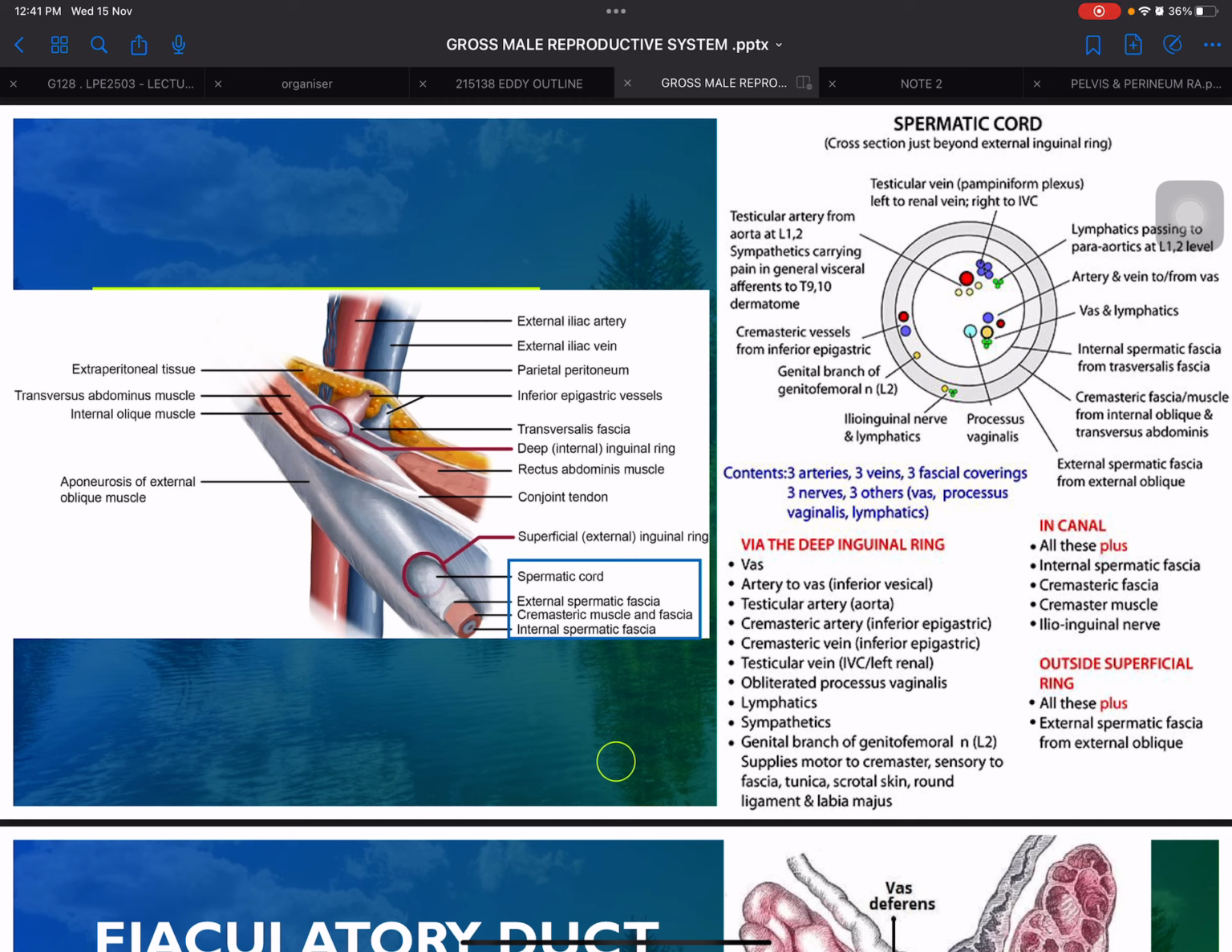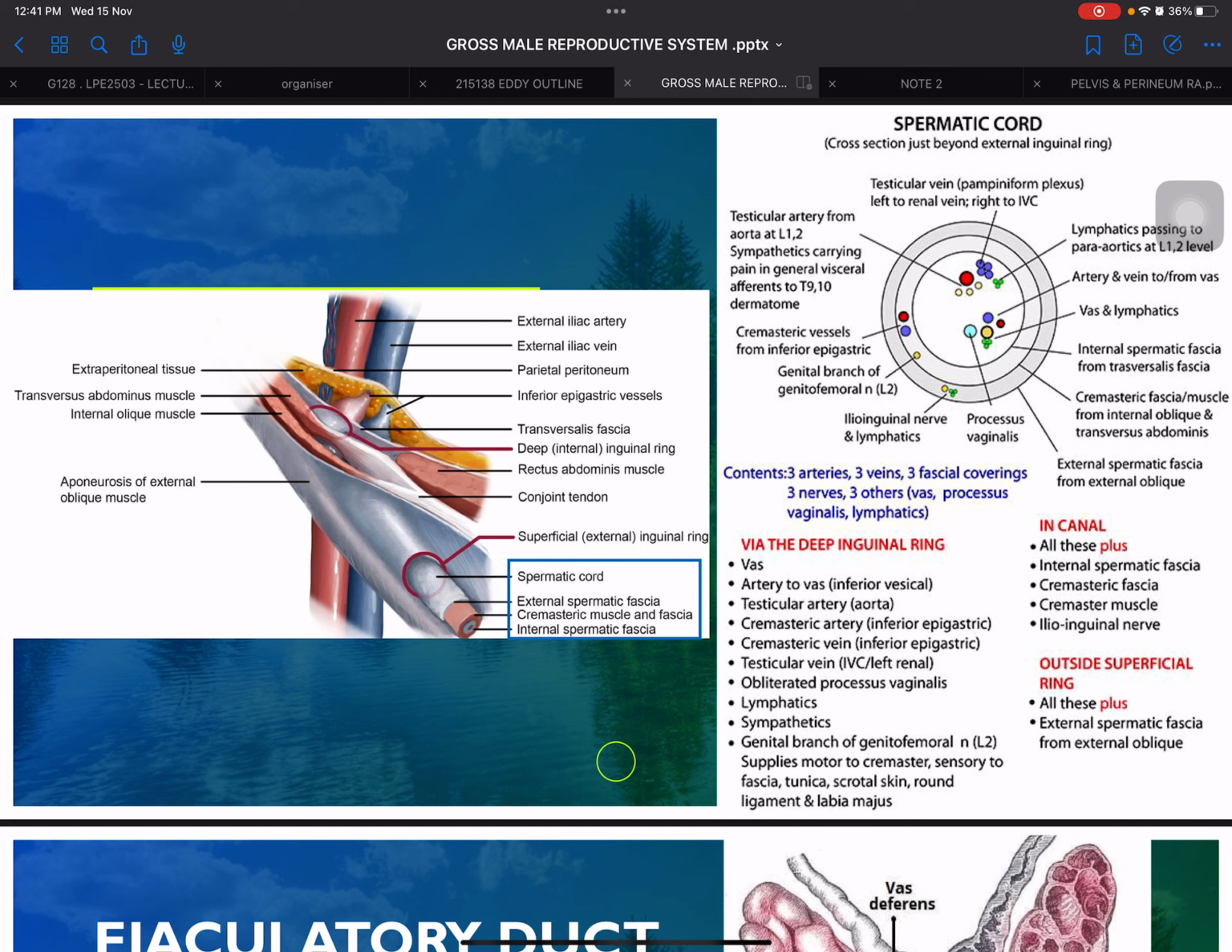Okay, so baca, these are all the contents, either inside the deep inguinal ring, or after that in the canal, or after that in the superficial inguinal ring. These are all the components: 3 arteries, 3 fascial coverings, 3 nerves, and 3 others. Okay. Now we go to the ejaculatory duct.